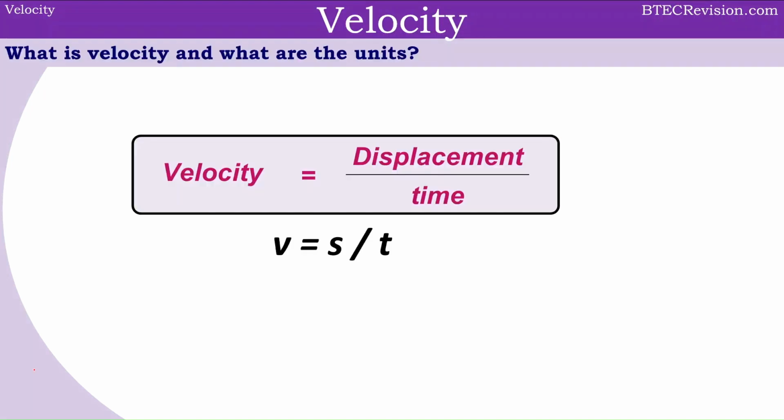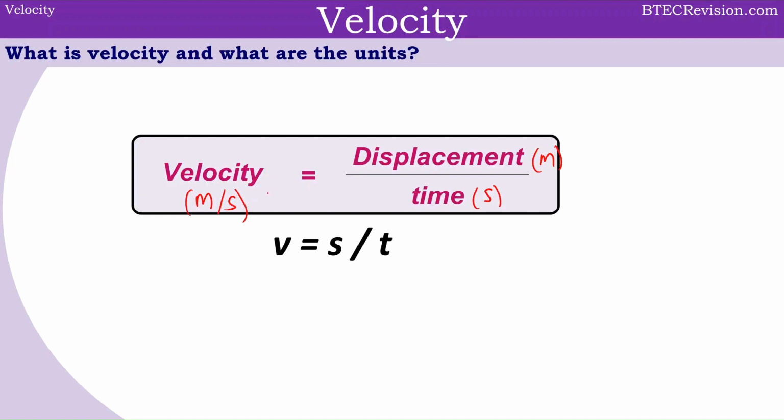Velocity is a measure of the displacement of an object divided by the time taken for it to get there. The units for displacement are meters, the units for time are seconds, and therefore the units for velocity are going to be meters per second, because the units on the right-hand side of the equation must be equal to the units on the left side.